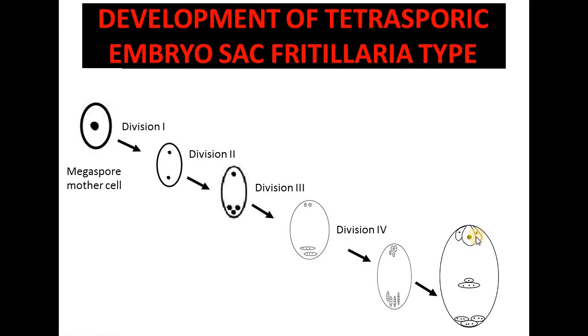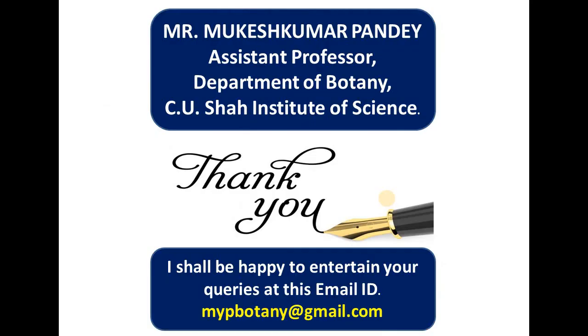So this is actually a 16-nucleate structure that you can count here: 1, 2, 3, 4, 5, 6, 7, 8, 9, 10, 11, 12, 13, 14, 15, 16. So a total of 16 nuclei are there. A 16-nucleate structure will be produced as a result of the tetrasporic type of embryo sac, particularly the Fritillaria type, remember that. So this is all about these 3 types of embryo sac formation: one is monosporic, second is bisporic and third is tetrasporic. Thank you so much.